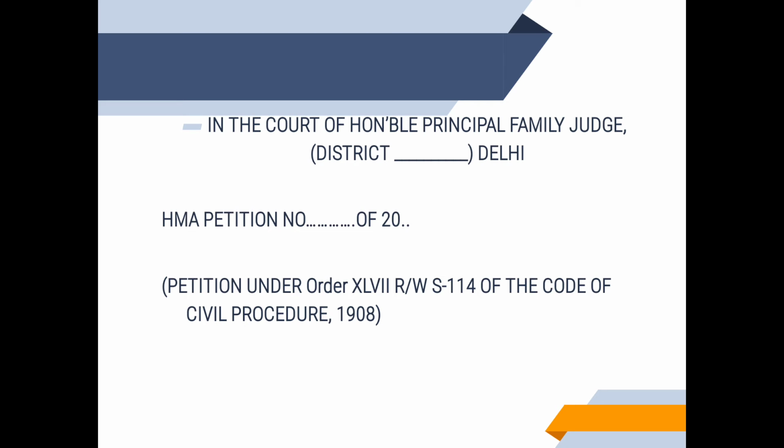then HMA petition, which means Hindu Marriage Act petition number so and so of so and so year. Then you have to mention under what order or section you are filing this application or petition. Then the petition under Order 47 read with Section 114 of the Code of Civil Procedure, 1908.